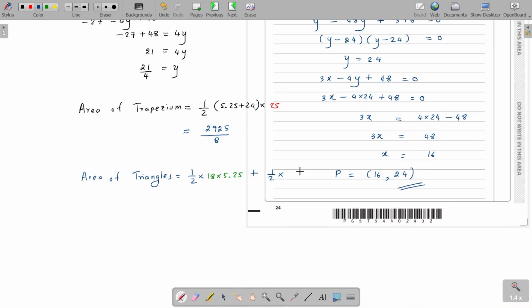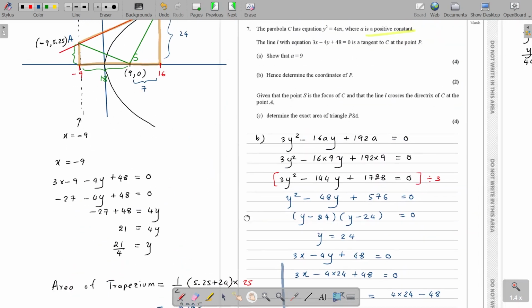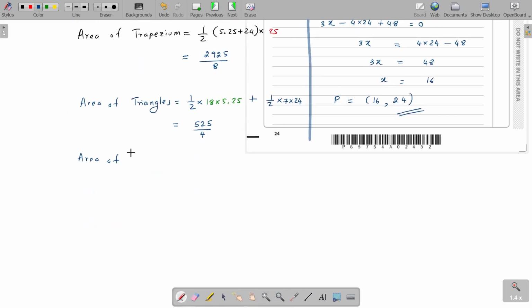Can I know how much is the answer for the area of the two triangles? Yeah, how much? 525 over 4. So now we can go for the area of, what is the name, PSA. So area of PSA is the area of the trapezium, subtracting the area of the two triangles. How much is it?